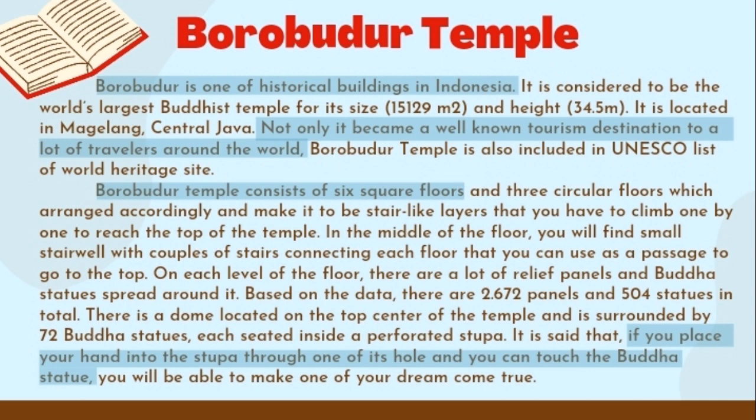The sentences that are highlighted are sentences that use the simple present tense. For example, Borobudur is one of the historical buildings in Indonesia, and not only that, it became a well-known tourism destination to a lot of travelers around the world. Borobudur Temple consists of 6 square floors, and if you place your hand into the stupa through one of its holes, you can touch the Buddha statue.